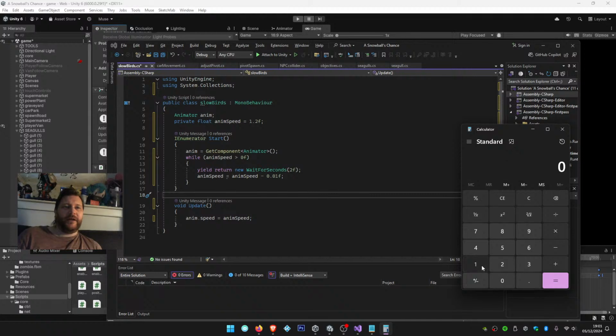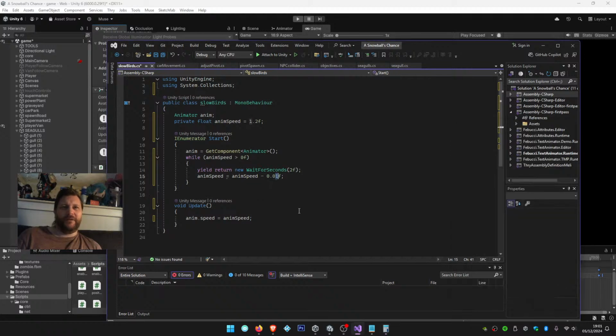I think that's right. So how many 0.01s are in 1.2? 120. It would take 2 minutes to come completely to a stop. Even that's too soon, really. Maybe 4 minutes. That'd be like 4 minutes. You do a little bit more than that. Let's do 0.04.